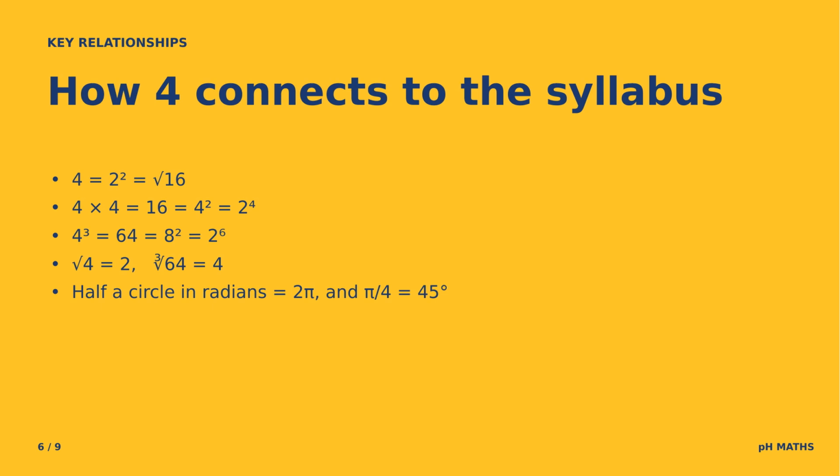Half a circle in radians is pi, and pi over 4 is 45 degrees. And quartiles split your data into 4 equal pieces, Q1, Q2, Q3. 4 is a divider, a square, and a power.